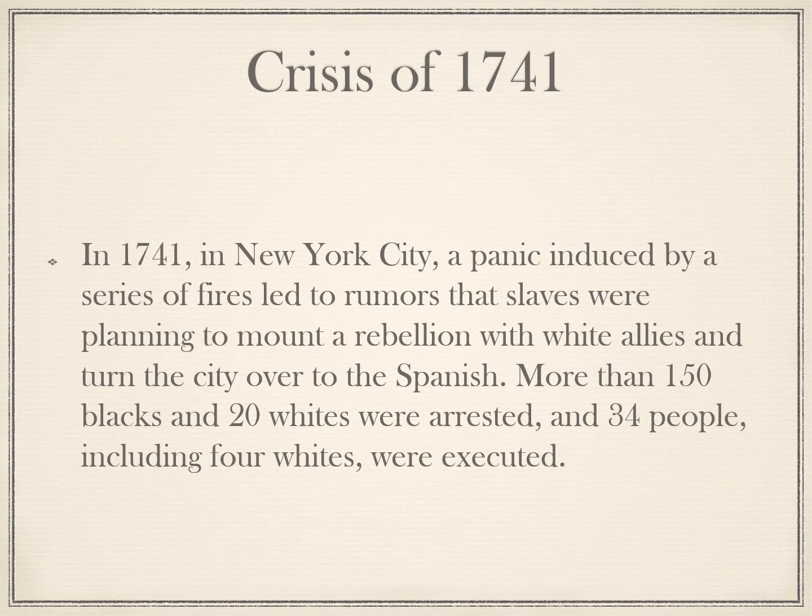The last colonial one we're going to look at is the 1741 crisis. This one again took place in New York, and there was a series of fires that began, and just rumor and speculation led people to believe that the slaves were about to rebel, and there were some white folks who were going to help spirit them away. And the fear of this was so grand that people reacted on just that. 150 blacks, 20 whites are arrested, 34 more are going to be executed.